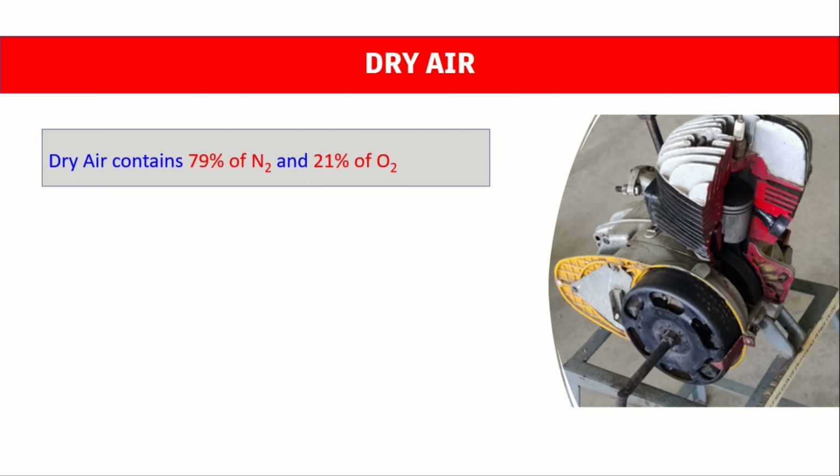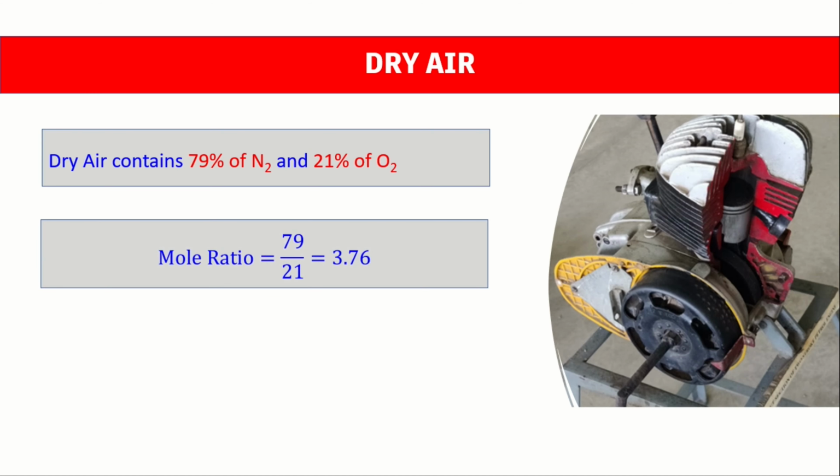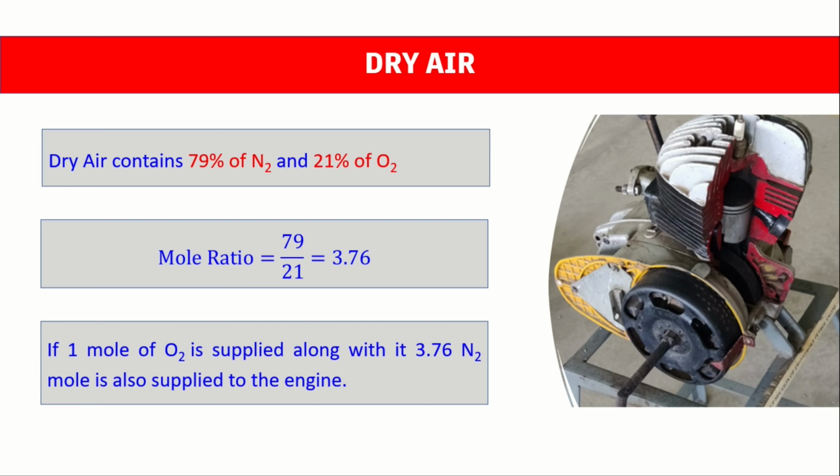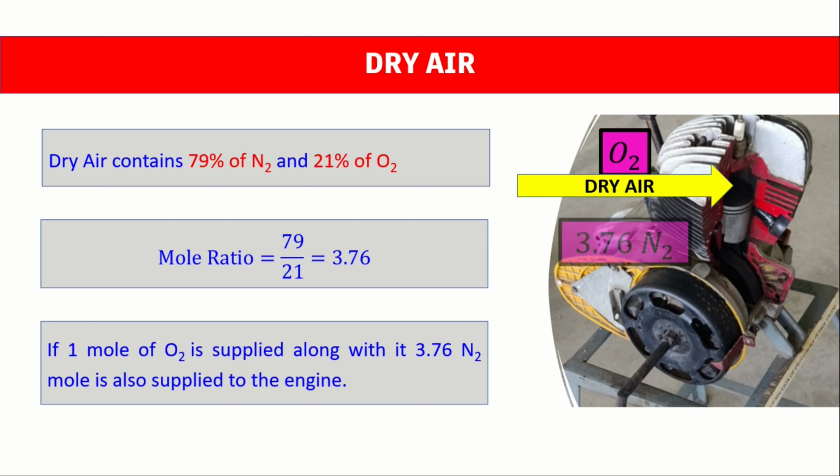Dry air contains 79% of nitrogen and 21% of oxygen. The mole ratio is 79 by 21, which is equal to 3.76. It means that if 1 mole of oxygen is supplied, along with it 3.76 moles of nitrogen is also supplied to the engine.